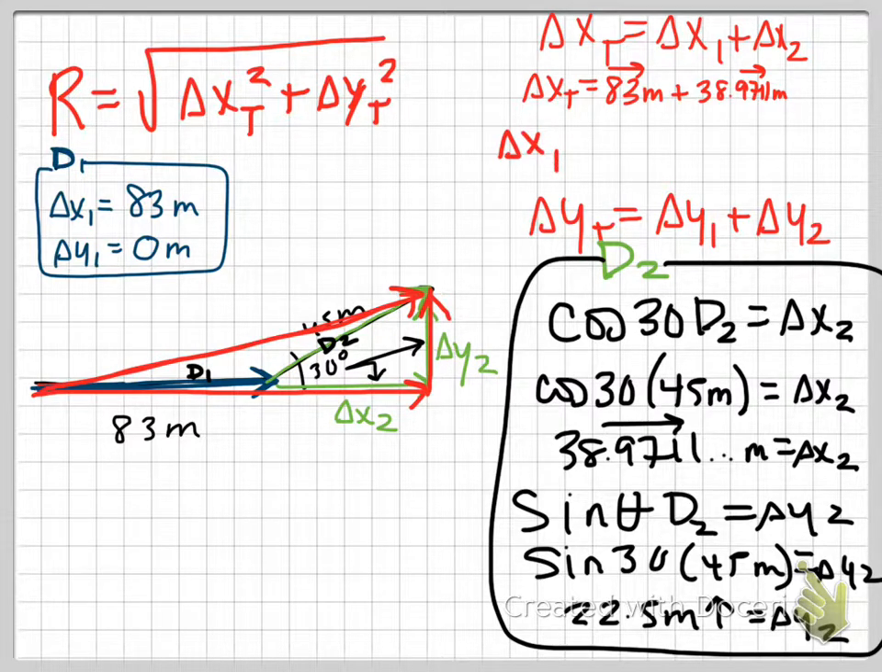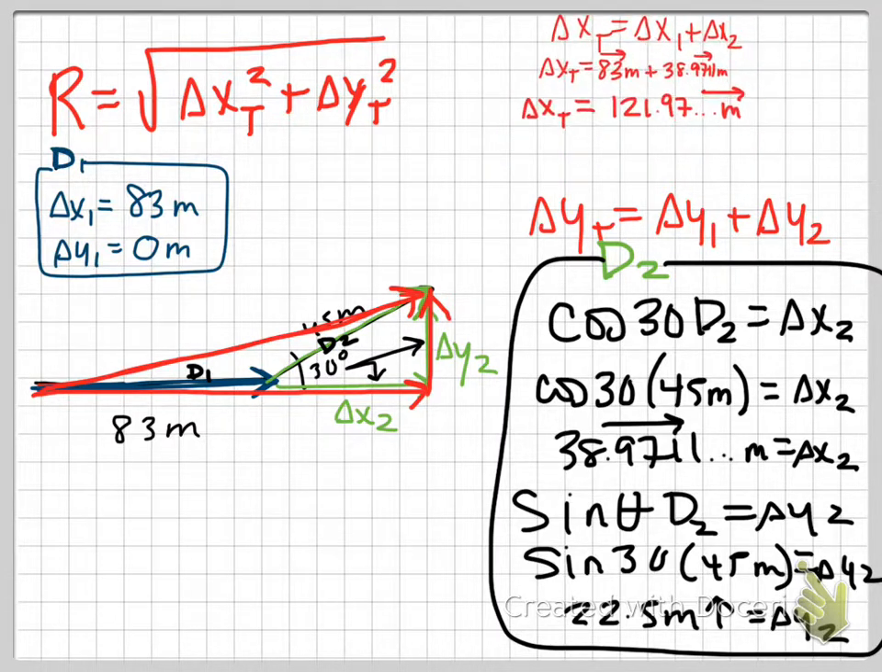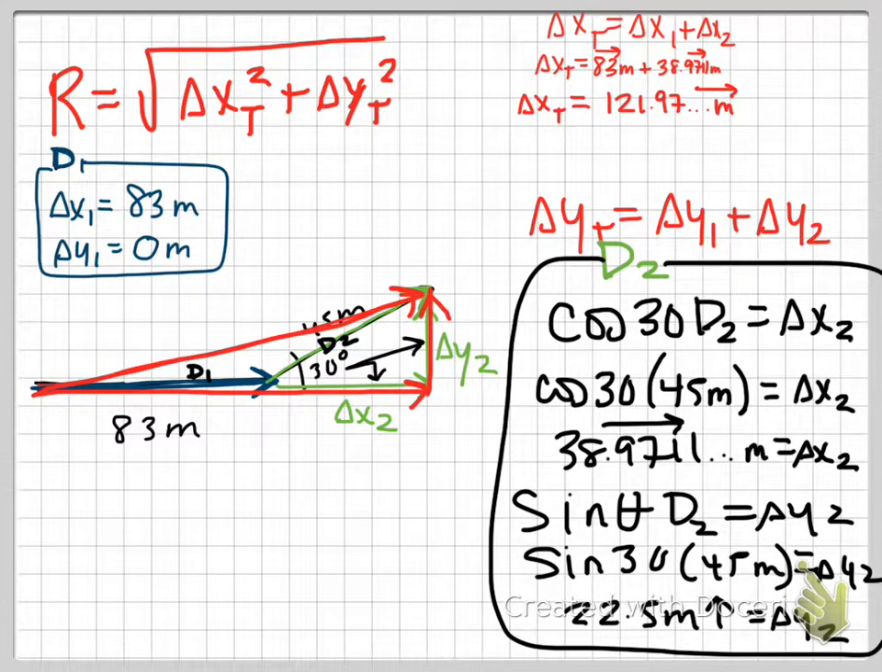So delta x total equals, and they're both in the same direction, so I don't have to do anything in terms of moving stuff around, plus 83. I get 121.97 blah blah blah meters that away. So I've got my delta x total. I'm going to shrink that just a little bit more.